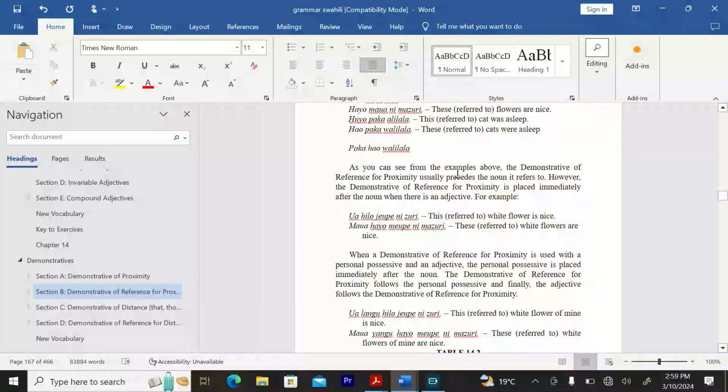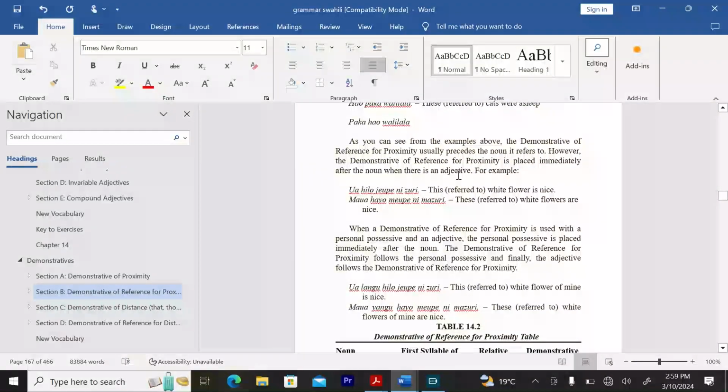As you can see from the examples above, the demonstrative of reference for proximity usually precedes the noun it refers to. However, it is placed immediately after the noun when there is an adjective. For example, ua hilo jeupe ni zuri, which means this white flower is nice. And that flower has been referenced.